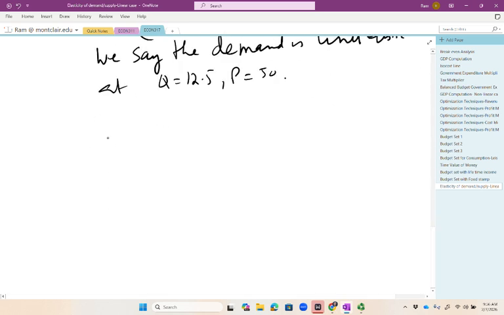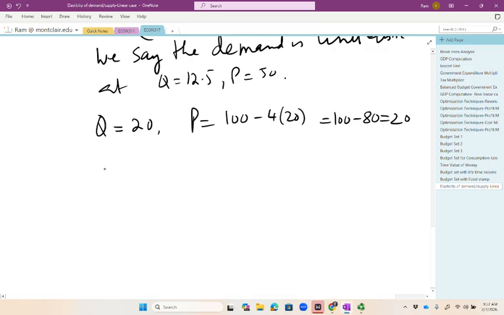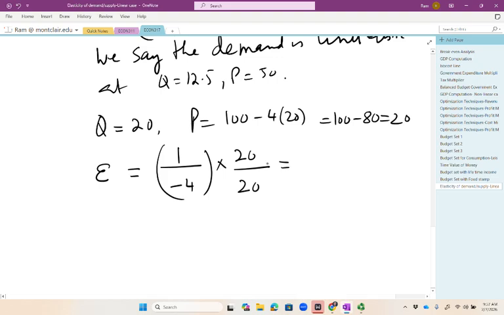when the elasticity turns out to be negative 1. Okay, that was the second, and I said I will do one more. So now let's take Q to be 20. Then P is 100 minus 4 times 20, which is 100 minus 80, turns out to be 20, and I can compute the elasticity this time as 1 over negative 4, that was the slope, times P 20, Q 20. So these 20 and 20 cancel out, negative 1/4, negative 0.25.